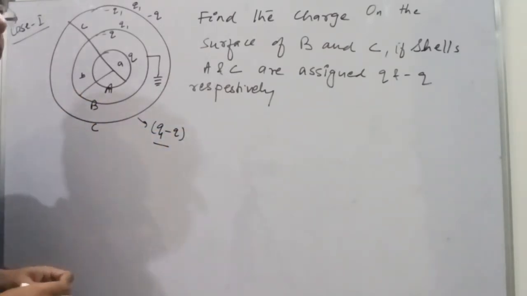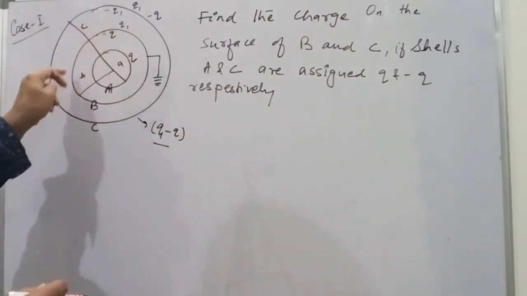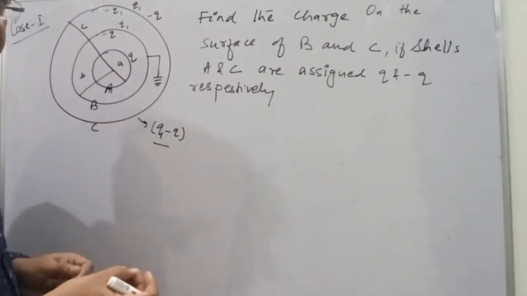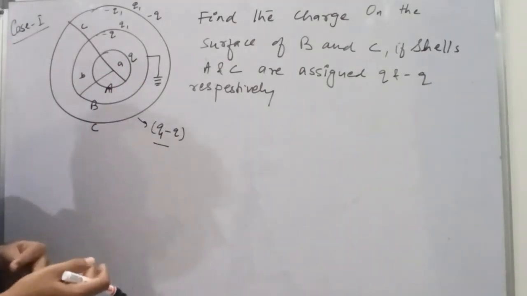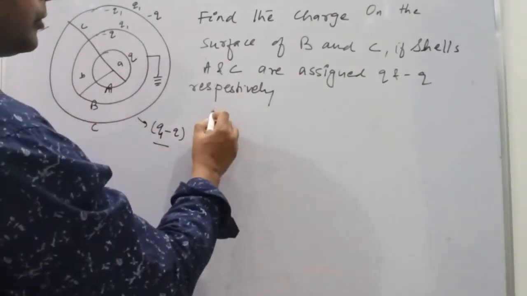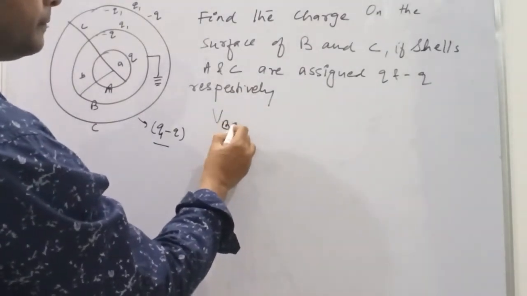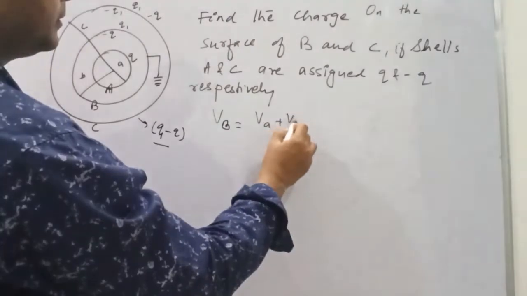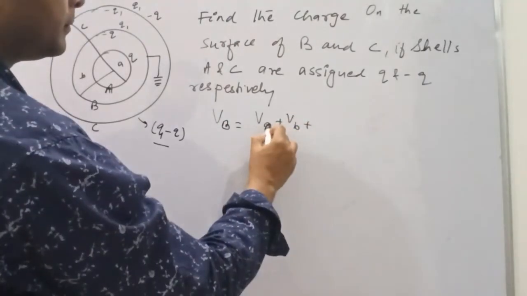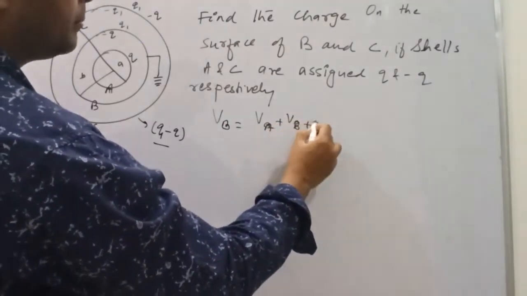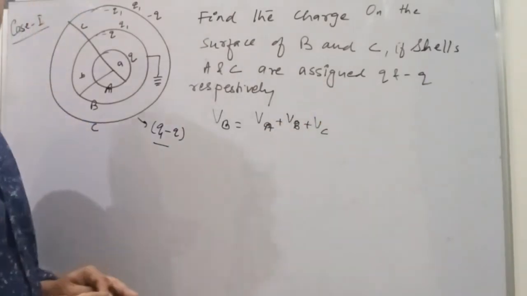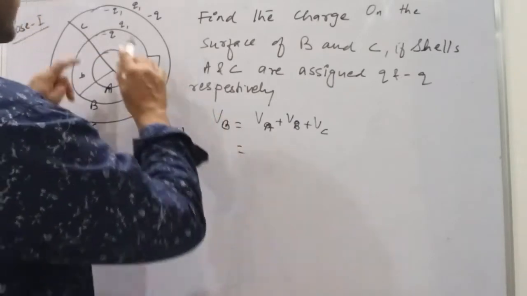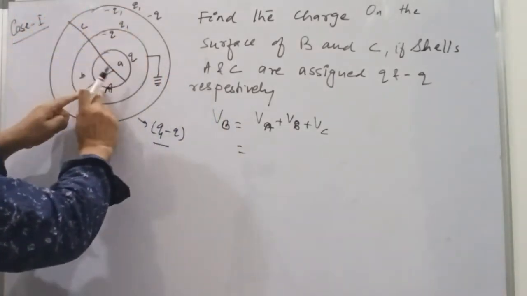Now let's find the total potential on the surface of B and put it at 0, because this is earthed and any earthed material has potential 0 in itself. Now the total potential at B is due to A, plus due to B, plus due to C. So we are going to add the total potential.